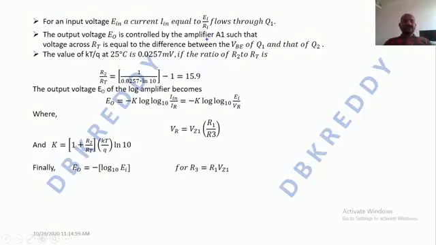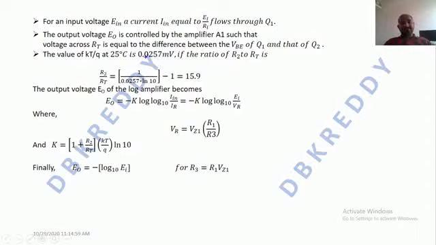So the output voltage is controlled by A1, and the voltage across RT is equal to the voltage difference between the VB of Q1 and Q2. As we know, at 25 degrees Celsius, by substituting the K value, Q value, and this temperature, the term KT by Q reduces to 0.0257 millivolts.